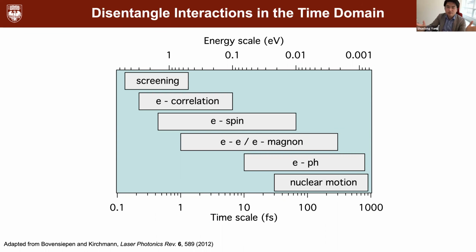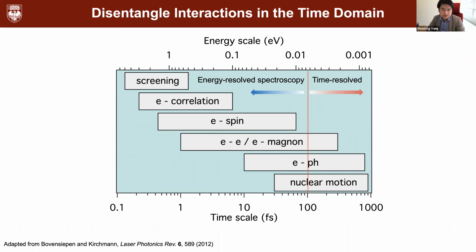So when you look at this broad range of energy and time scales, you realize that different techniques can be suited for different kinds of interactions. For example, for the high energy scale interactions, things that include screening effects and electron correlation effects typically happen on the energy scale of a couple eVs or a fraction of an eV. And this is usually the domain where energy resolved spectroscopy is most suited, because it's very easy to have an energy resolution, let's say for photoemission, down to a couple meV, and for other spectroscopies, I think 10 to 100 meV is a suitable energy resolution that most spectroscopy tools can get to.